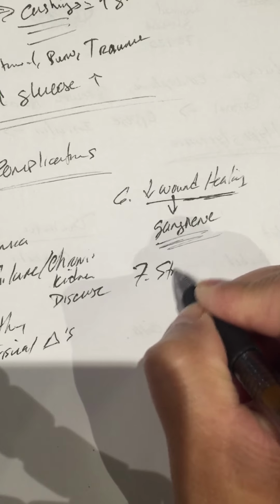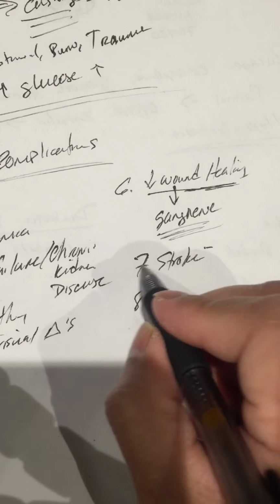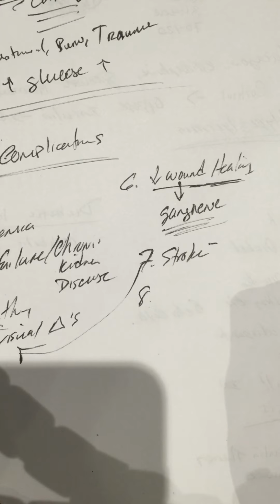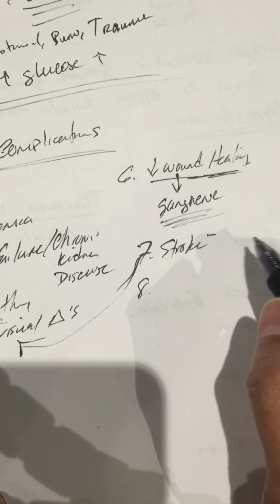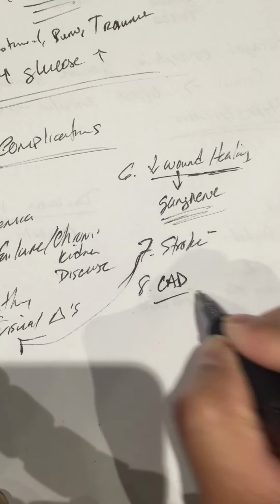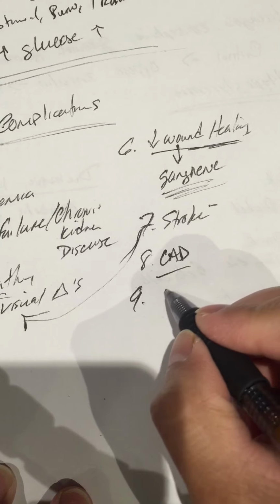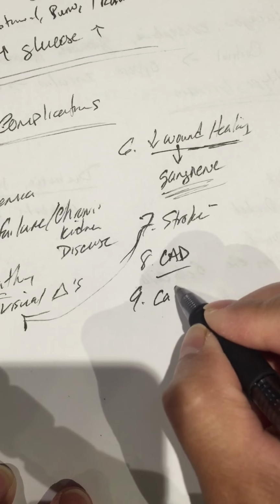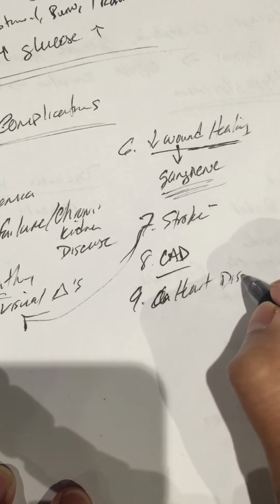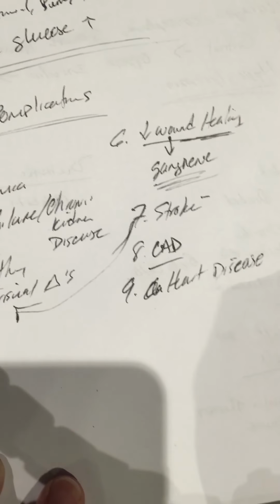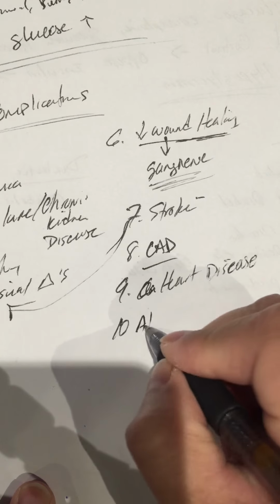Number 7, stroke. Number 8, again, the stroke will be most likely due to the hypertension, causing problems with the vasculature in the brain. Number 9, coronary artery disease, or CAD. Number 9, cardiovascular disease. Number 10, atherosclerosis.